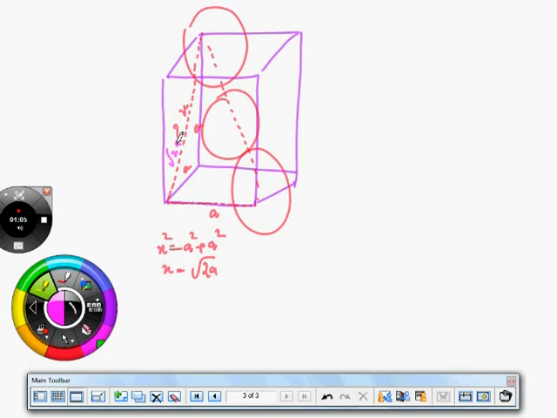Now, what is this length? This distance is r. This is 2r. This distance is r. It is 4r. Now you consider this particular triangle. This and this.